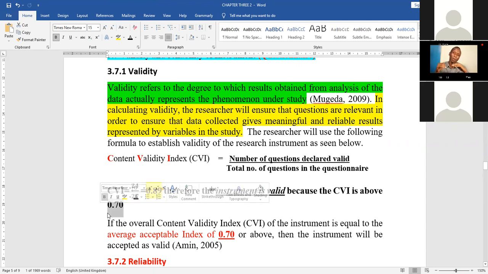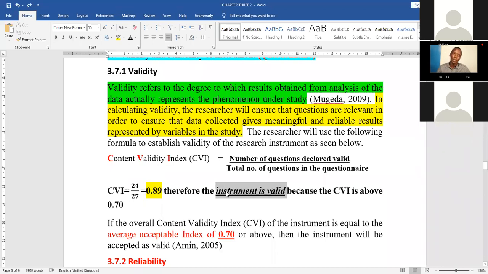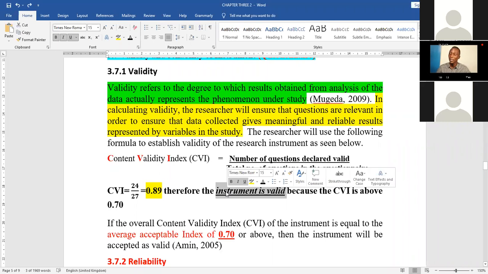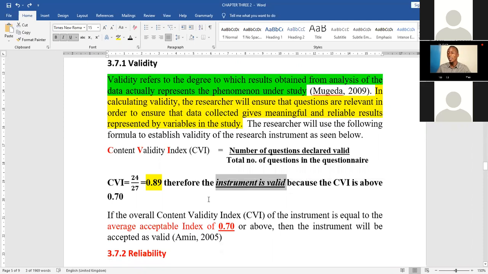0.70 is like the average. When you get an answer above 0.7, you say the instrument is valid. If we had gotten an answer less than 0.70, we would have said the instrument is not valid. But we got 0.89, which is above 0.70, and therefore we say the instrument is valid. So that's how you're supposed to do this. When the CVI that you get is above 0.70, you say the instrument is valid. If the answer is less than 0.70, you say the instrument is not valid, and then you test again. Have I answered your question, Abdiweli?